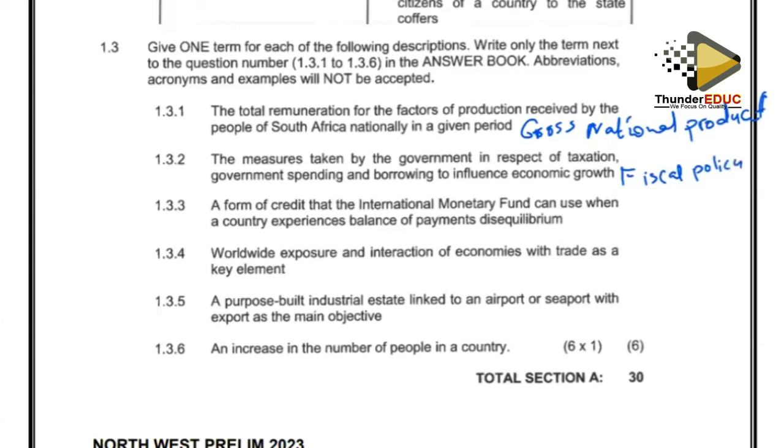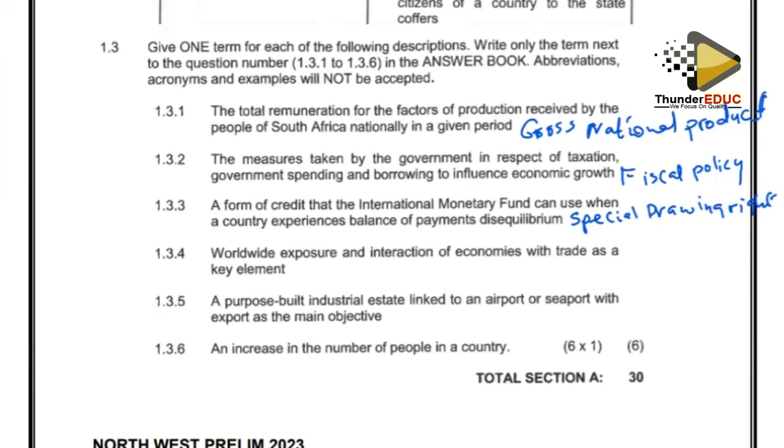This is fiscal policy. And then we have a form of credit that the International Monetary Fund can use when a country experiences balance of payments disequilibrium. This is special drawing rights. Special drawing right. Okay.